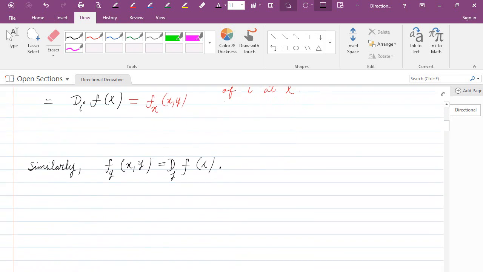Similarly, the partial derivative of f with respect to y is the directional derivative of f in the direction of the basis vector j.